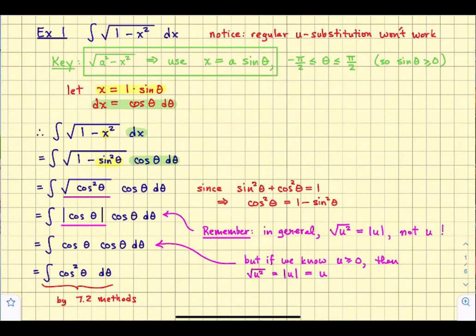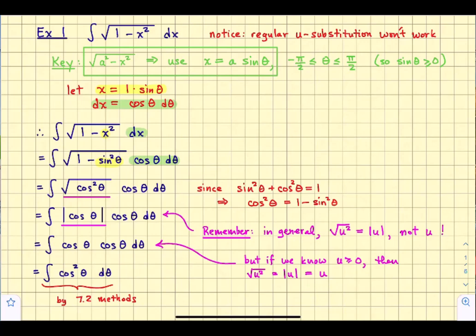Consider the integral of the square root of 1 minus x squared dx. Notice that a regular u substitution won't work here. The key here is that when we see a square root of a squared minus x squared, we need to use the substitution x equals a sine theta, where theta is between minus pi over 2 and pi over 2, so that the sine of theta is greater than or equal to 0.